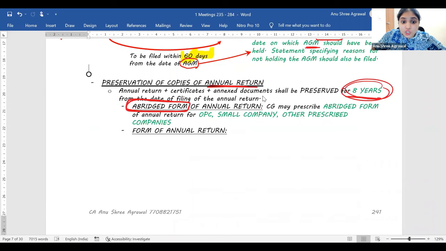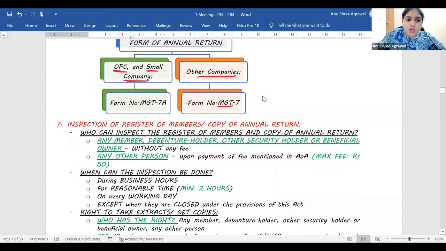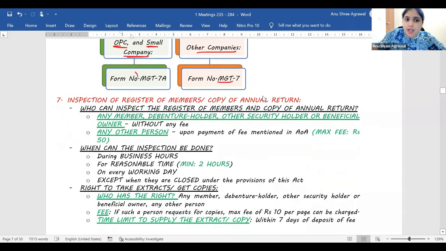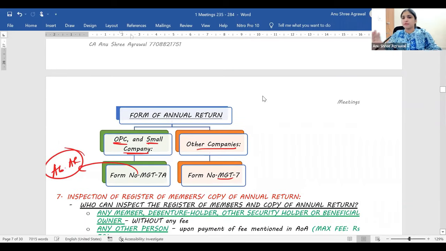In case they ask you about abridged annual return, don't wonder which language it is. Abridged annual return is nothing but a shorter version, a concise version of the annual return, applicable only for whom? One person company and small company. Which form number? MGT7A. So MGT7A, I will call this the abridged annual return, the shorter, concise form of the annual return.